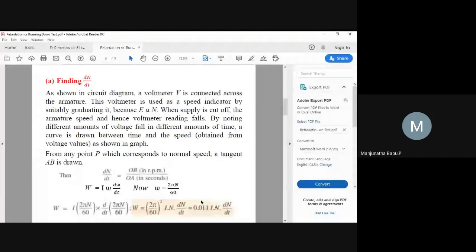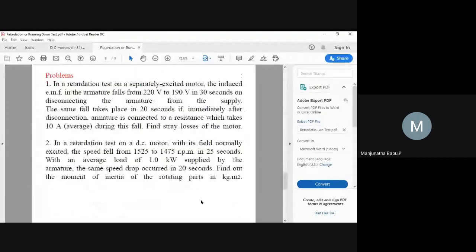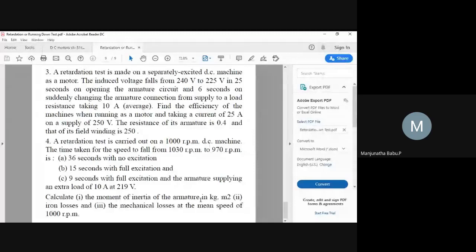Have you written? Have you written that formula? Yes, sir.